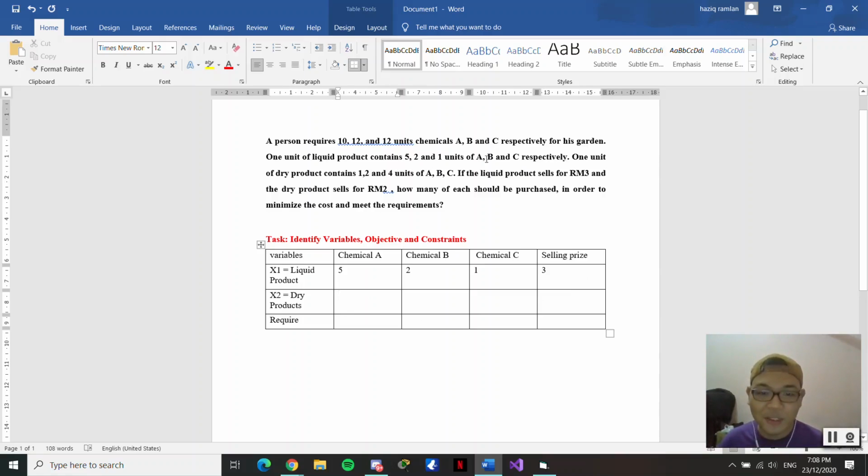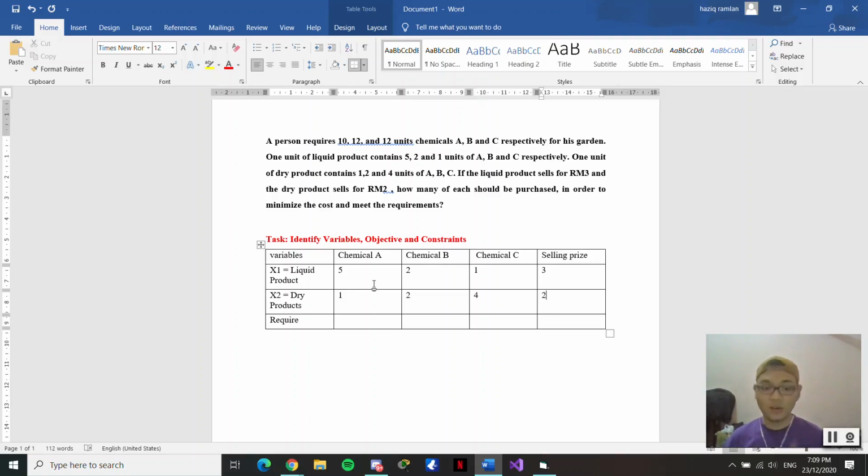Dry products. So for the dry product, that's fine. Okay, 1 unit of dry products contains 1, 2, and 4, right? So chemical A contains 1, chemical B contains 2, and for chemical C we have 4. All right, and then the dry product sells at 2 ringgit, so we're going to put 2 over here.